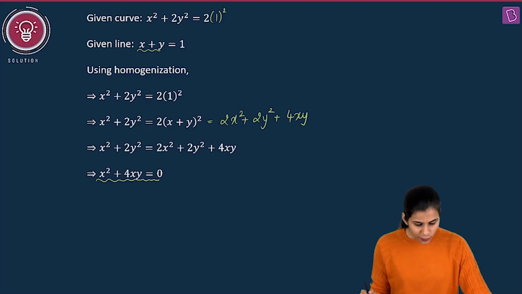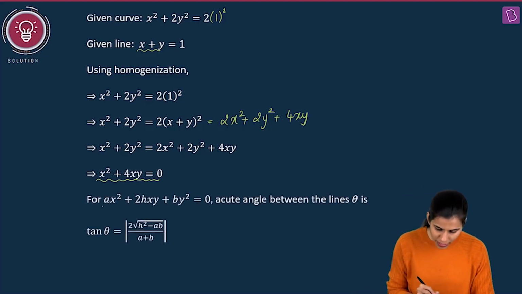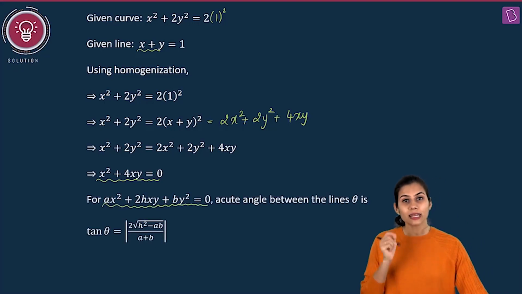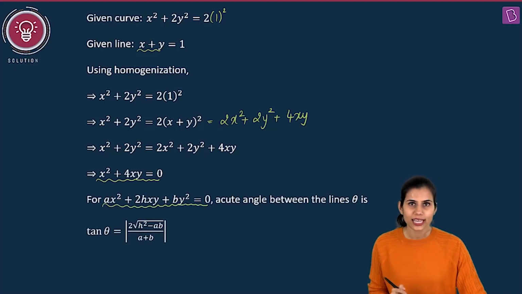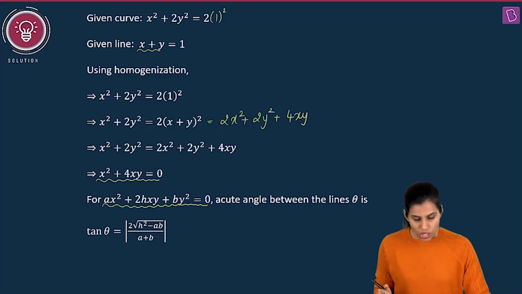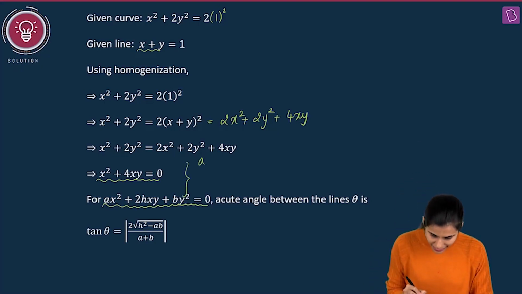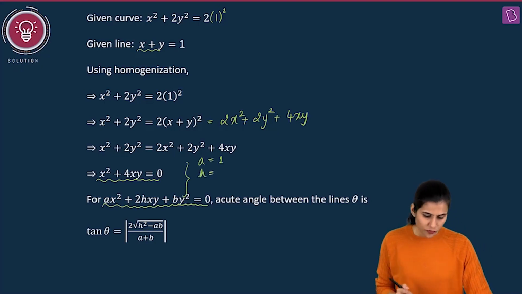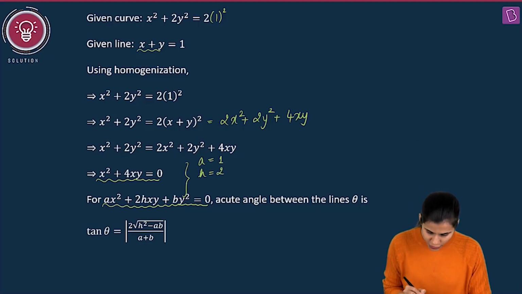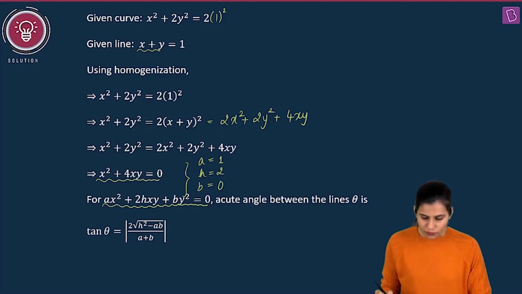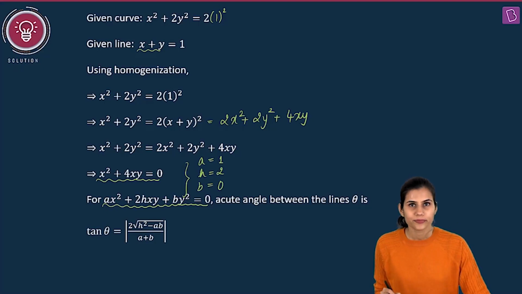Okay, and this equation is comparable with ax square plus 2hxy plus by square equals 0, which represents the combined equation of the pair of straight lines intersecting each other at a single point, which is origin. On comparing, you get the value of a to be the coefficient of x square, that is 1. You get the value of h to be half of coefficient of xy, that is half of 4, that is 2. And the value of b is coefficient of y square, which is 0.